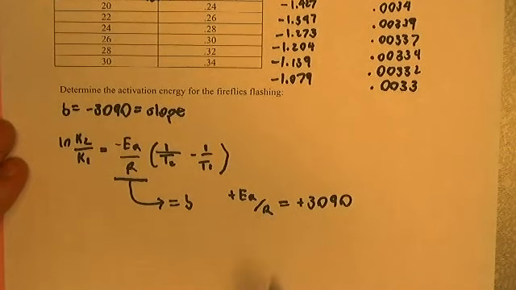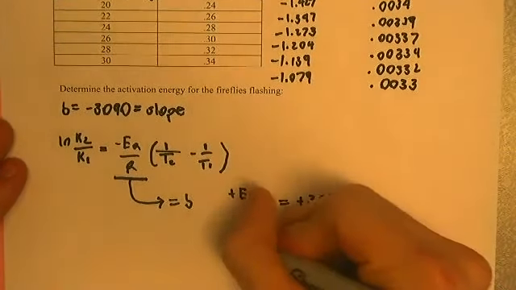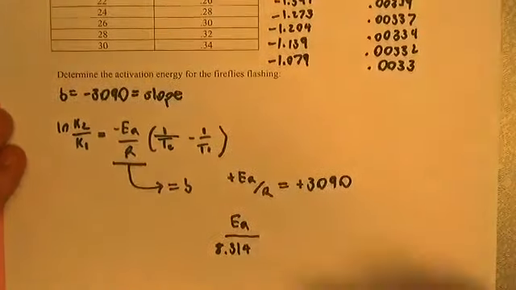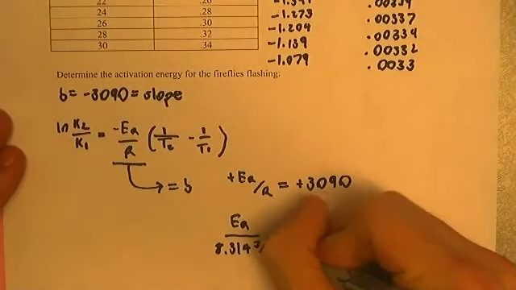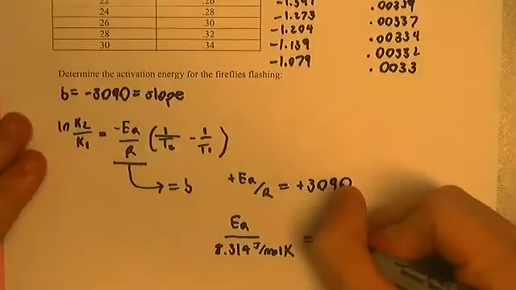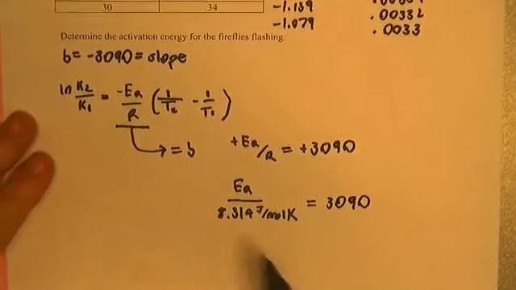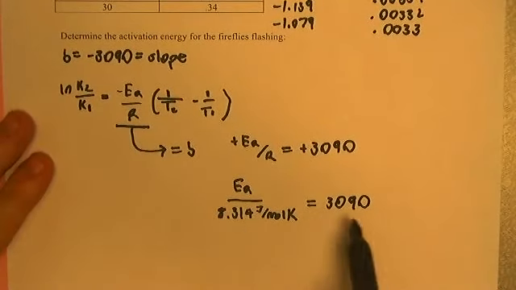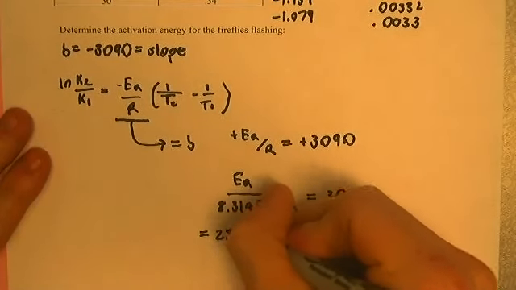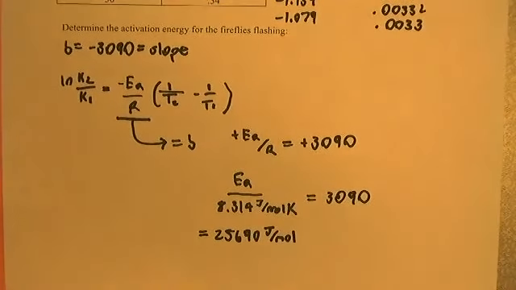What else do we know about this equation? We know that R is a constant. R is what in units of what? R would be 8.314 joules per mole Kelvin, right? It's in joules, not kilojoules. And this equals 3090. So then to solve for activation energy, I would multiply 8.314 by 3090, and I would get an activation energy of 25,690 joules per mole. That is correct.